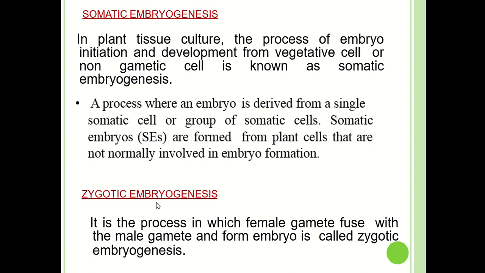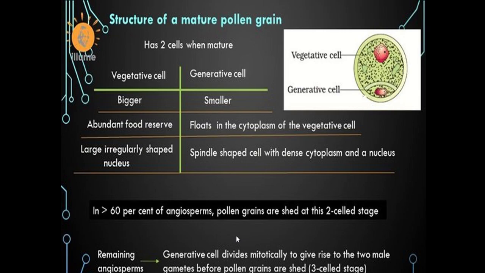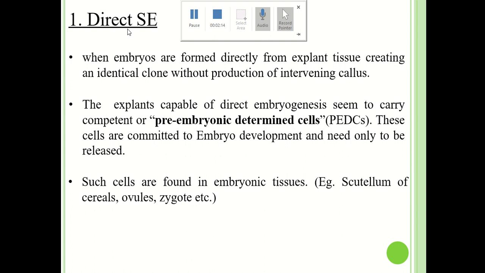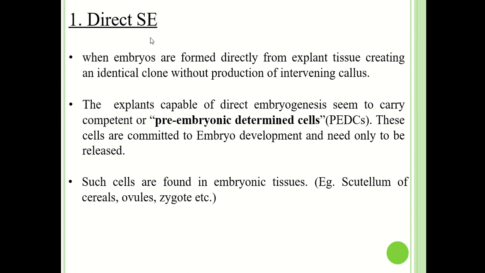And zygotic embryogenesis is the formation when the female gamete fuses with the male gamete. Then there is formation of the zygote, which gives rise to the embryo. Then the types of somatic embryogenesis. There are two main types. The first one is direct somatic embryogenesis.